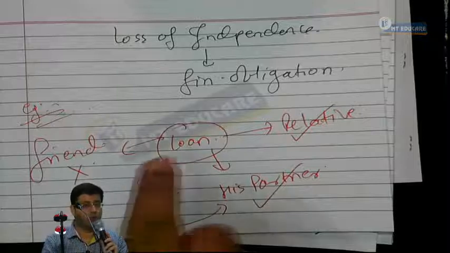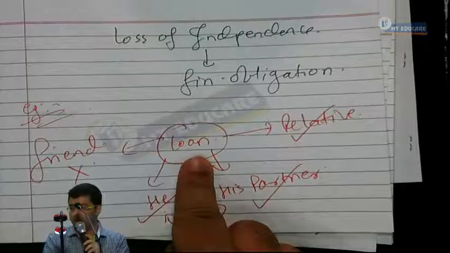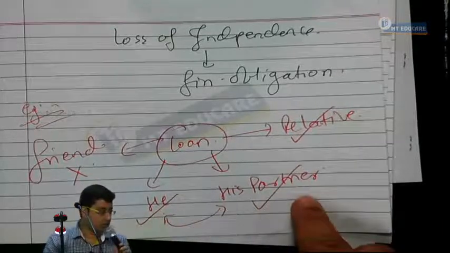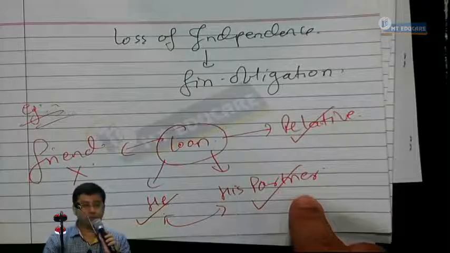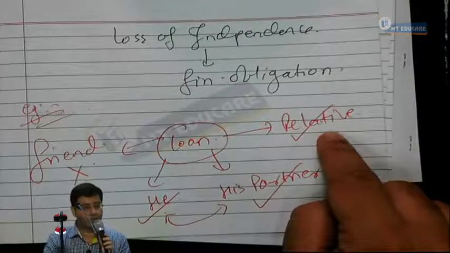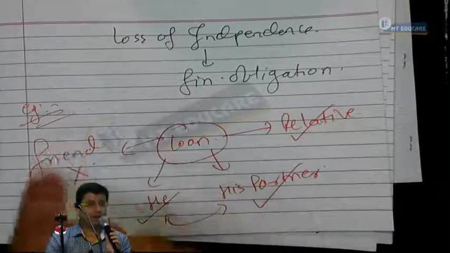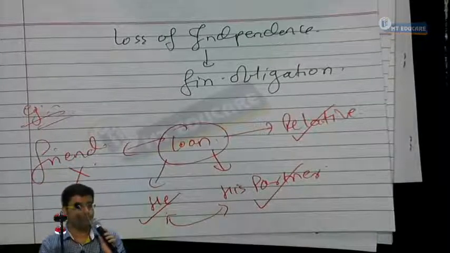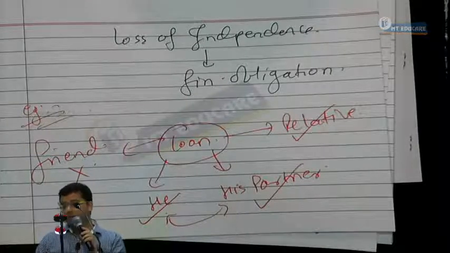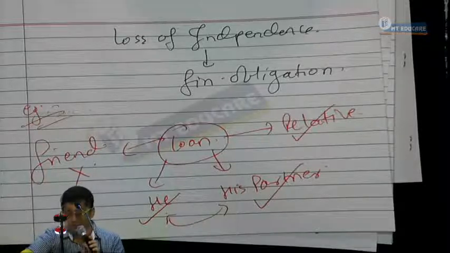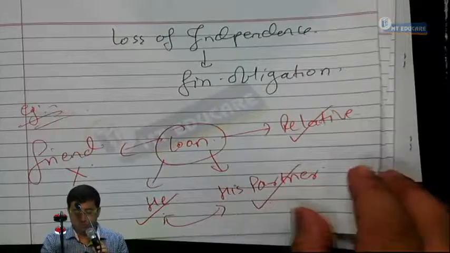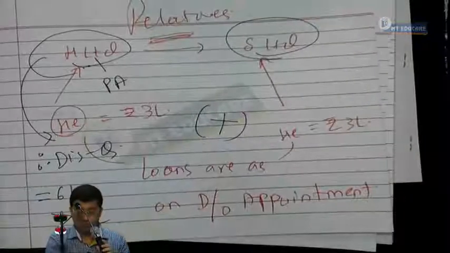If an auditor has taken a loan, either himself or his partner or through his relative (in brackets write down, not friend), then the person is disqualified to act as an auditor. Full stop. Next point.